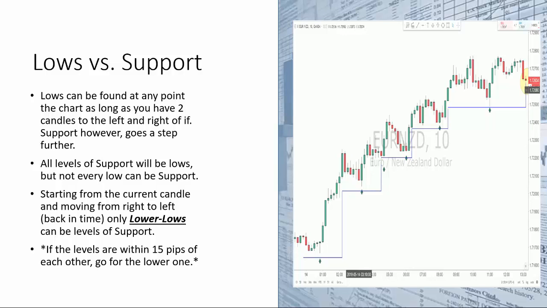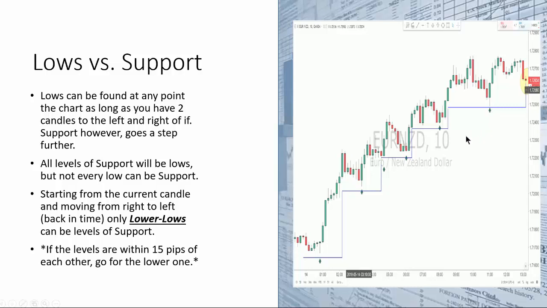We start always, when you're trying to identify your levels of resistance and support, you should start from the current candle, right? The current candle is your origin point, and you're actually going to be reading back in time. From the current candle, which I've highlighted here in this chart, you will go back in time, and you're going to look for a low with two to the left, two to the right, that is lower than the current candle. Right? Once you have found that, that's your first level of support.